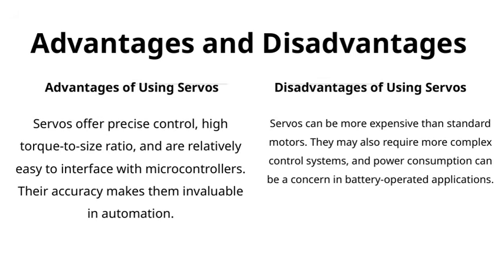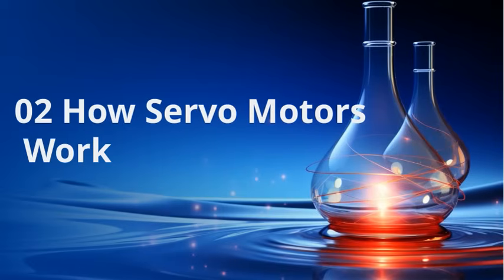Understanding these trade-offs helps us choose the right motor for each specific application, aligning with the overall goal of creating efficient, reliable automation systems. Now, let's take a closer look at how servo motors actually work. At their core, servo motors are designed to precisely control angular position, velocity, and acceleration. They do this through a feedback loop, which is really the secret to their accuracy.